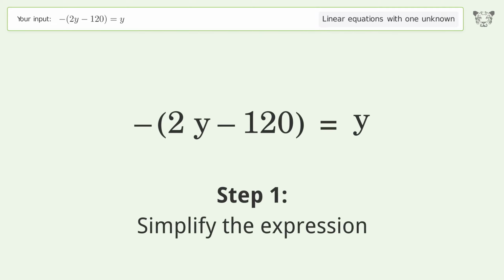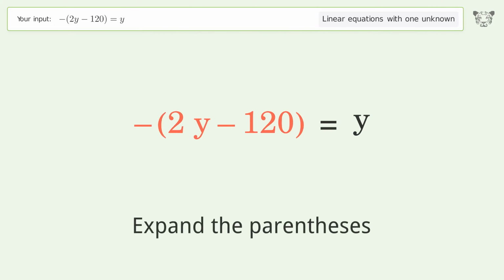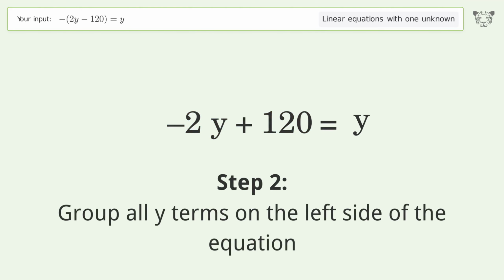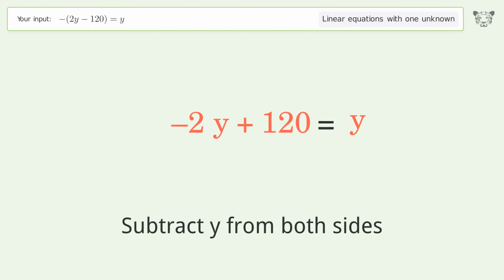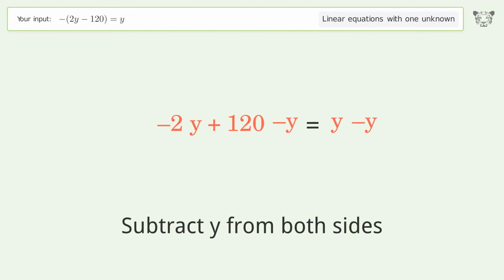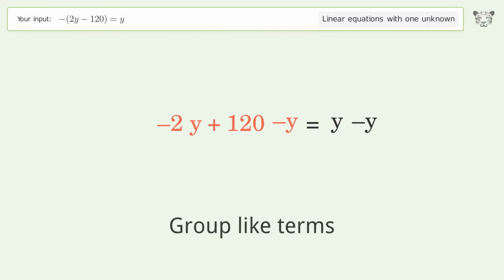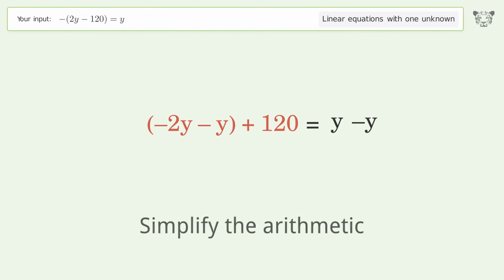Simplify the expression. Expand the parentheses. Group all y terms on the left side of the equation. Subtract y from both sides. Group like terms. Simplify the arithmetic.